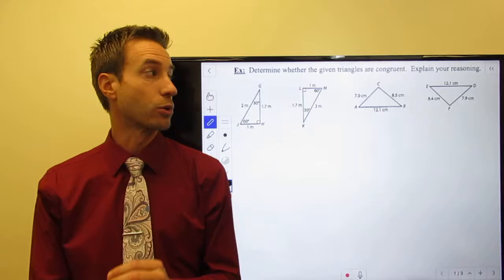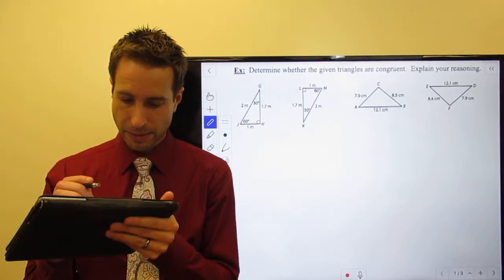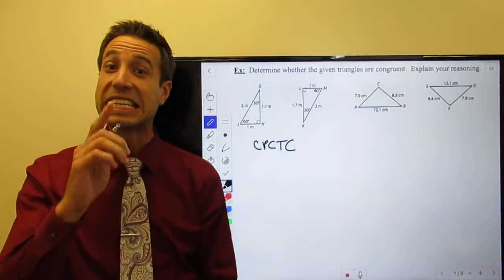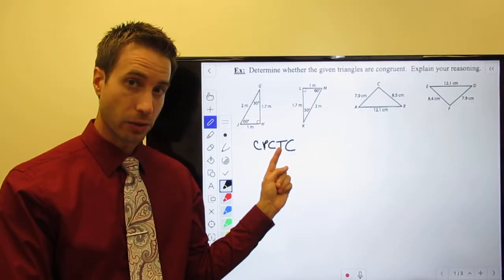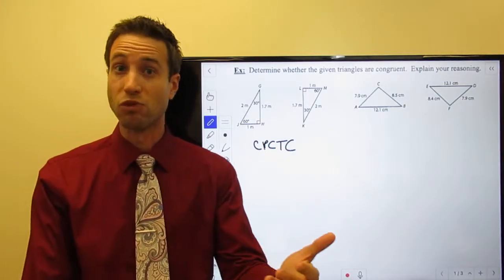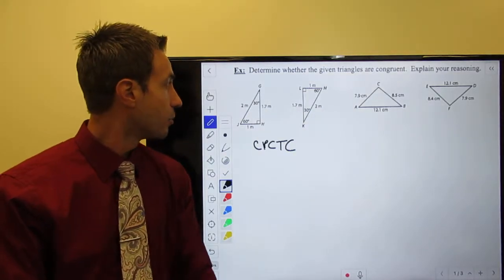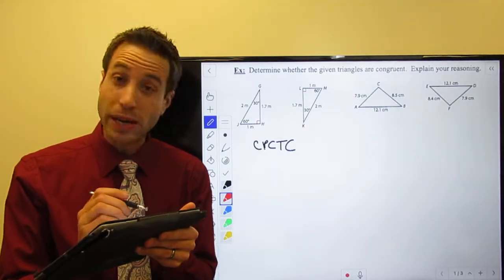In order to show that the triangles are congruent, CPCTC. In fact, let me write it right here, CPCTC. I need to show that the corresponding pairs of congruent triangles are congruent. Let's see if I can do that. I take a look at these guys right here, and here's what I see. In red, go ahead and take a look at the sides.